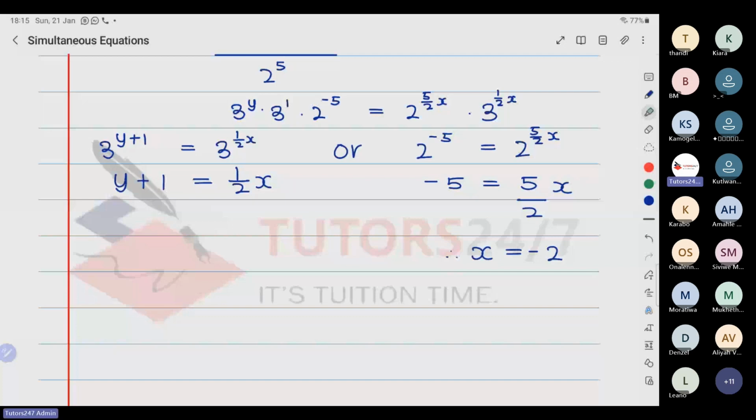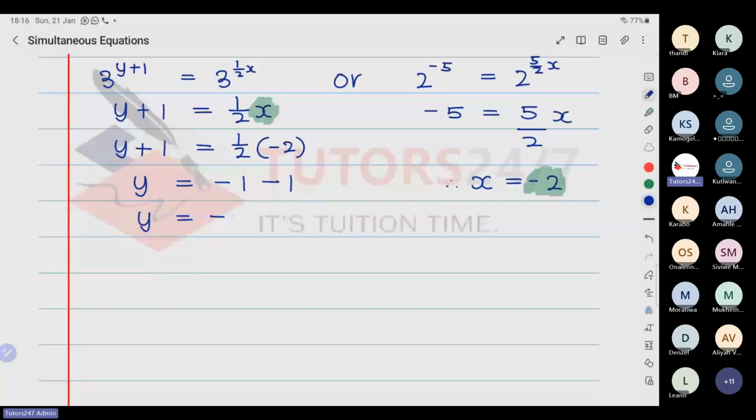So we then have y equals -1 minus 1. +1 to the right, the sign changes, it becomes -1. From here, all we need to do is put that into our calculator and you get -2. So we now know that x is equal to -2 and y is also equal to -2. And that's it, we are done. All you needed to do was play around with your exponent laws and you should have been okay.